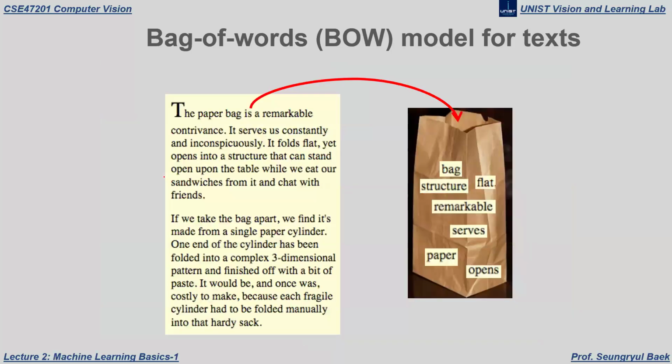This is the idea of bag of words. When encoding text, you want to pick some important words into the bag, and this actually means a histogram. Bag of words means histogram of words. But conceptually it means taking some important words in the bag. So that's why we call it bag of words.